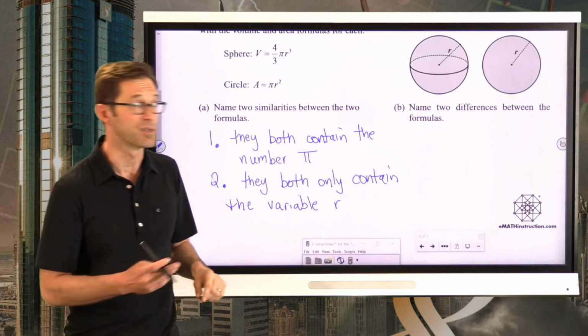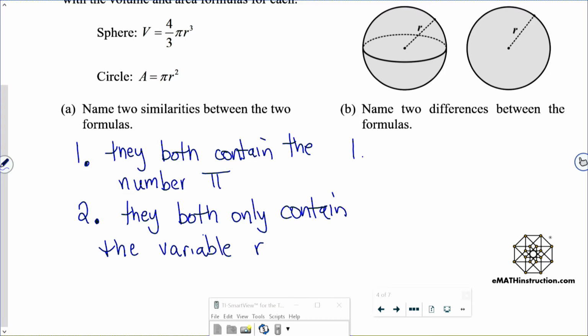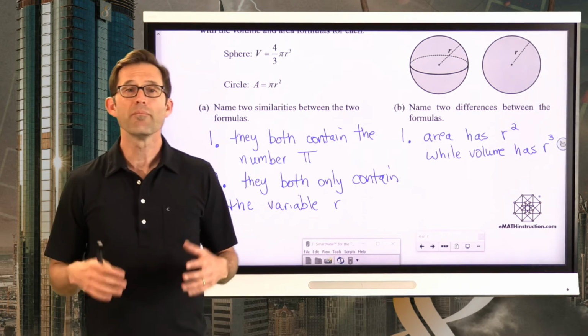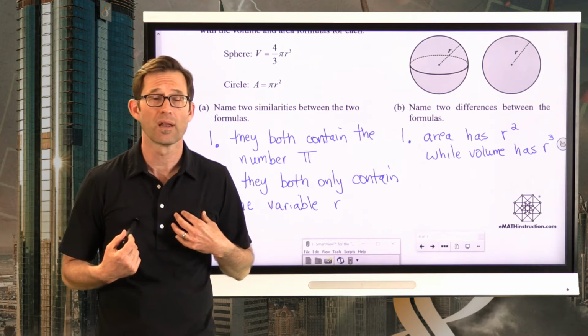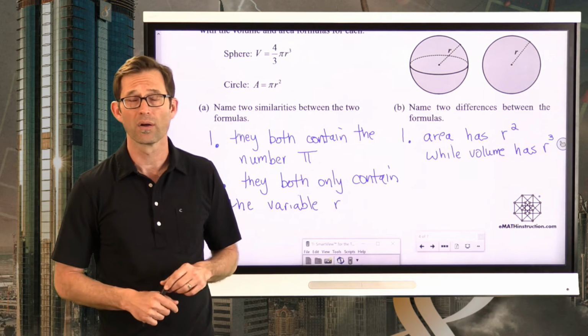So what are the differences? Well, one huge difference is area has r squared while volume has r cubed. And that's a big, big difference. In fact, one of the major mistakes I see that kids do, and I even do this on occasion, and I've been doing a lot of math for a long, long time.